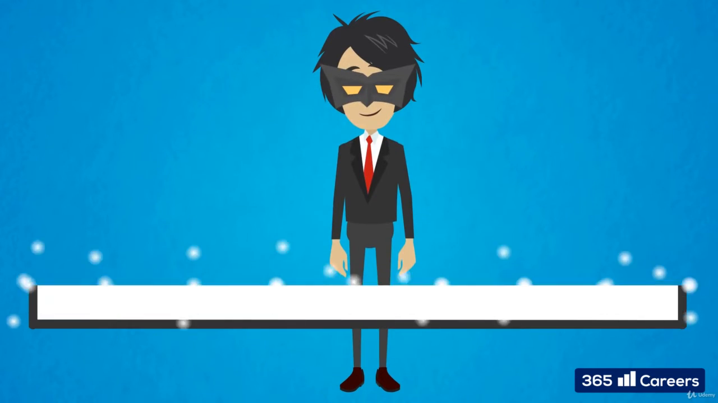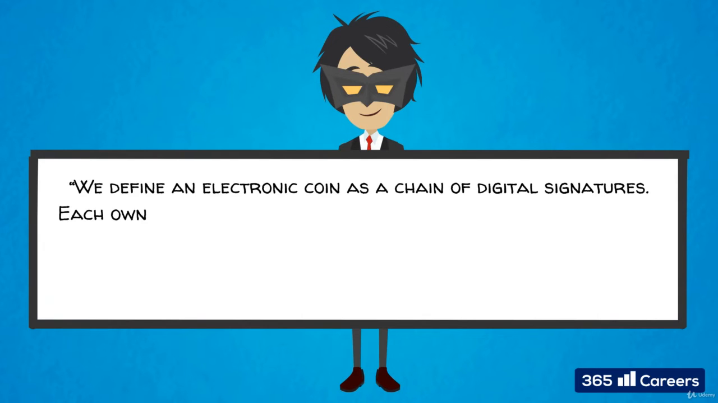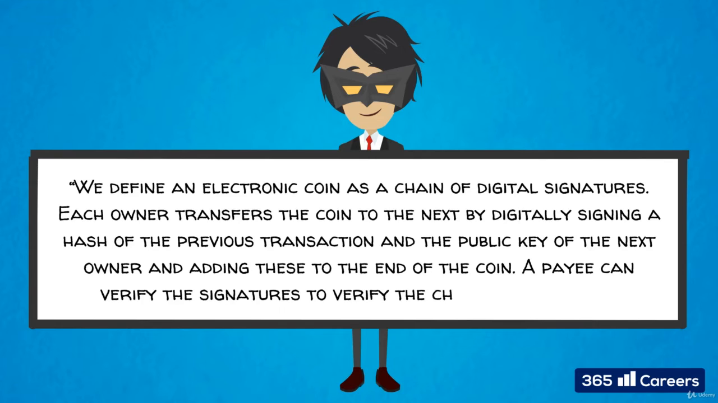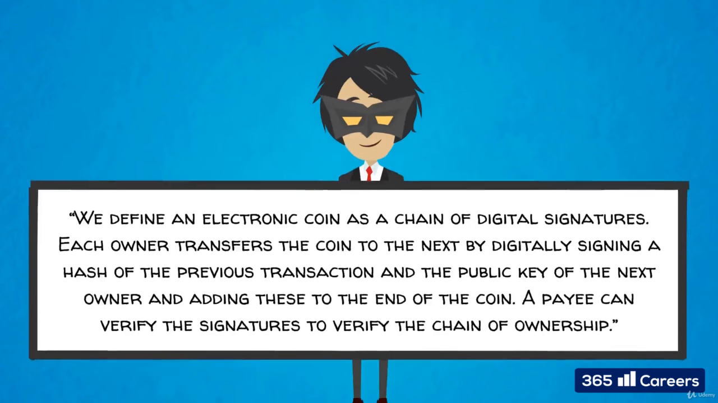To conclude the topic, let's put these cryptographic solutions into the words of the great Satoshi himself. We define an electronic coin as a chain of digital signatures. Each owner transfers the coin to the next by digitally signing a hash of the previous transaction and the public key of the next owner and adding these to the end of the coin. A payee can verify the signatures to verify the chain of ownership.